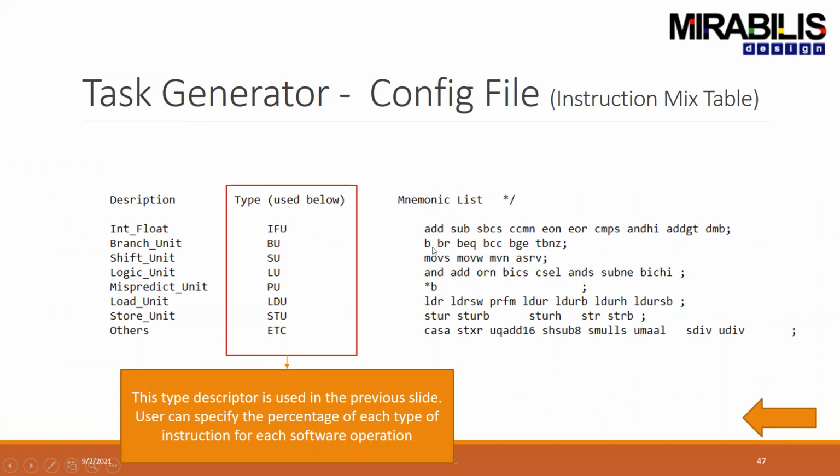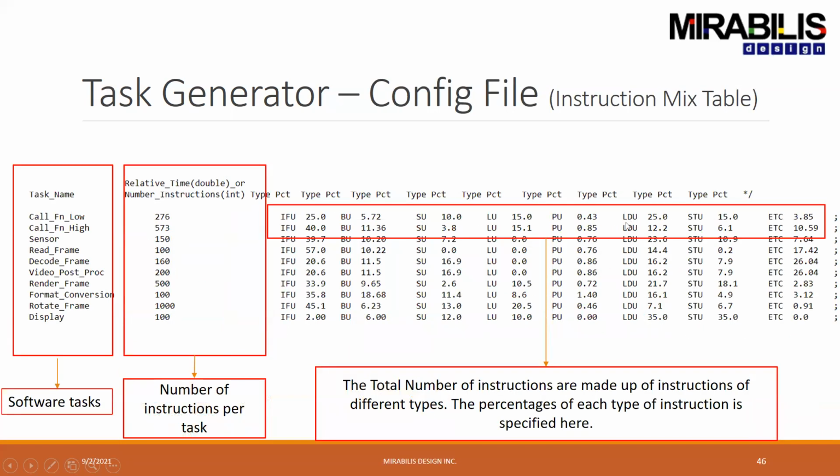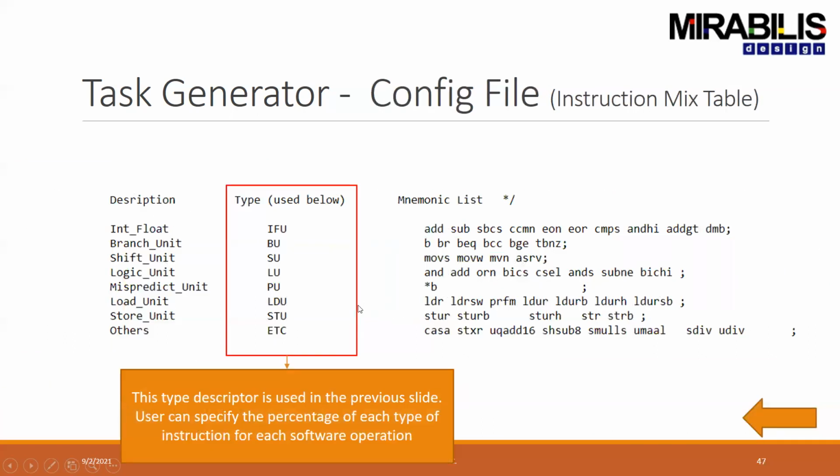So for the BU descriptor, these are the instructions belonging to it. And then for LU, these are the ones, LTU, these are the ones, STU, these are the ones, and so on and so on. So the idea is that when I say LDU to be 25% of the total 276, that would mean that 25% of the total instructions will be made up of these instructions listed here.